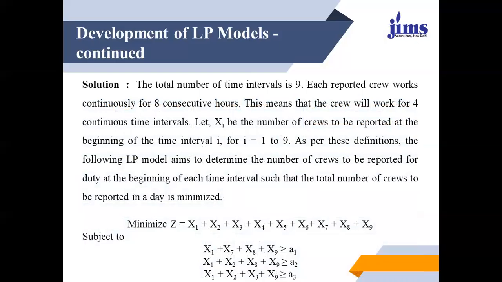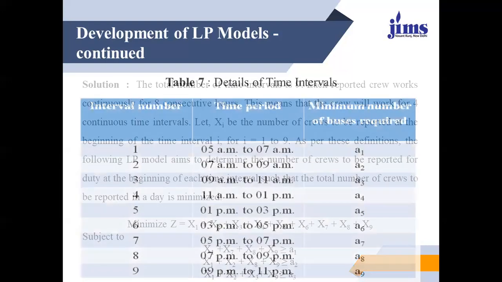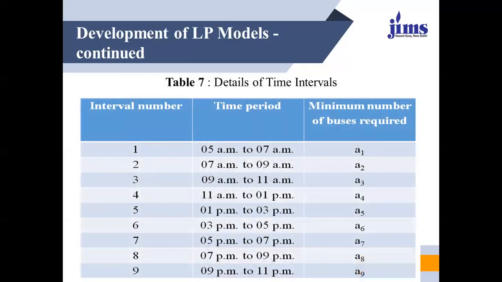So let us say that xi, the subscript i being equal to 1 to 9, is the number of crews required to report at the beginning of time interval i, where i is equal to 1 to 9. As per the requirement of the problem, we have to minimize the number of crews arriving at each time interval, but at the same time, we also have to meet the minimum requirement as stipulated here.